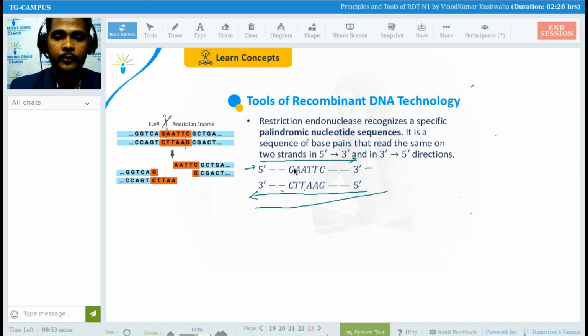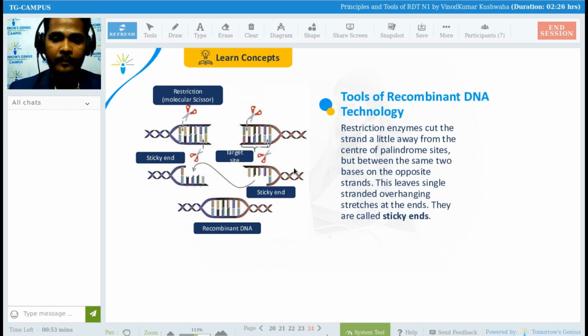So let's continue. As I told you about the restriction endonuclease enzymes, you can see restriction endonuclease enzymes cut the strand a little away from the center of the palindrome site. This is your restriction endonuclease. It is a kind of enzyme working on the DNA to cut the DNA at a specific site, right? So it cuts slightly away from the palindrome site, but between the same two bases on the opposite strand. This leaves a single-stranded overhanging stretch at one end, and because of this it is the sticky end. So this is called the sticky end.